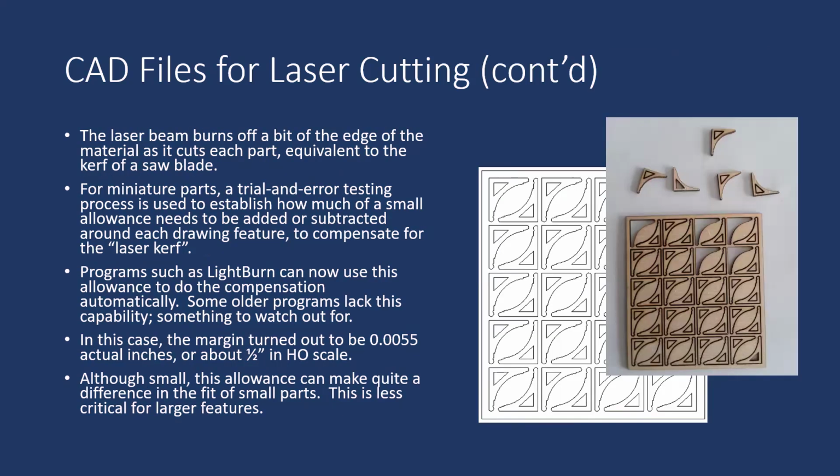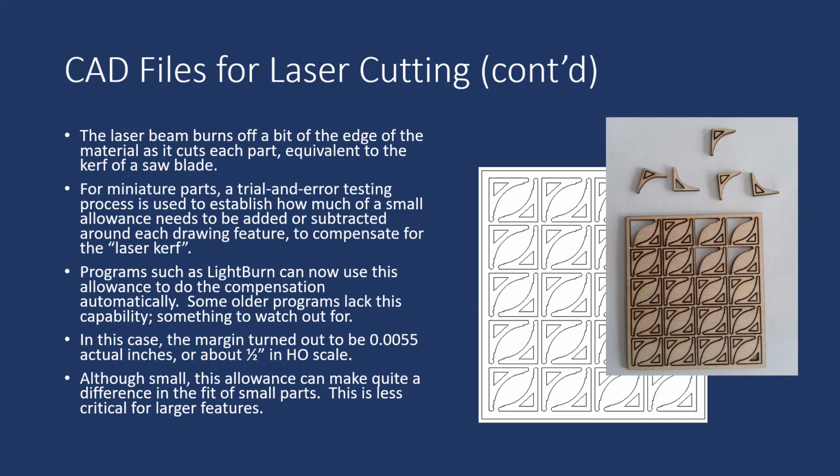Now, the example of the finished roof brackets cut by the machine are shown at the right, and you can see how they look like the original drawing. However, the laser beam burns off a bit of the edge of the material as it cuts each part, which is equivalent to the kerf of a conventional saw blade. For miniature parts, a trial and error testing process is used to establish how much of a small allowance needs to be added or subtracted around each drawing feature to compensate for laser kerf.